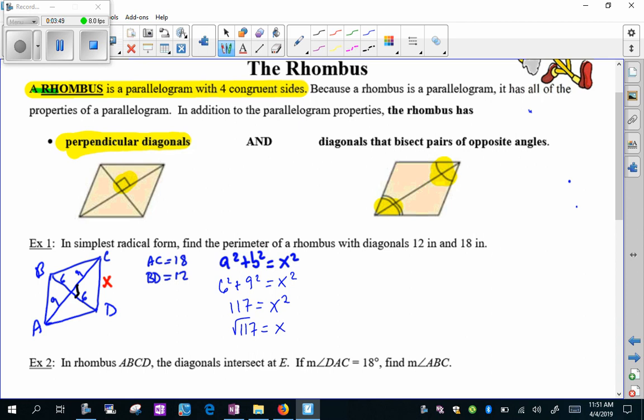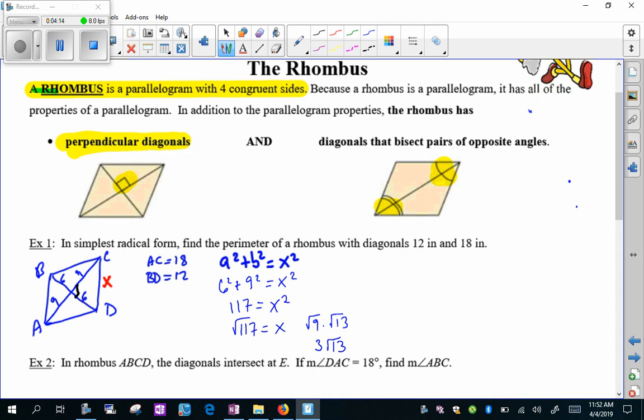Well, simplest radical form. I'm going to think of a perfect square that goes into it. Well, square root of 9 times square root of 13. I can simplify square root of 9, so it's going to be 3 square root of 13. Okay, so that's one side. So x equals 3 times the square root of 13.